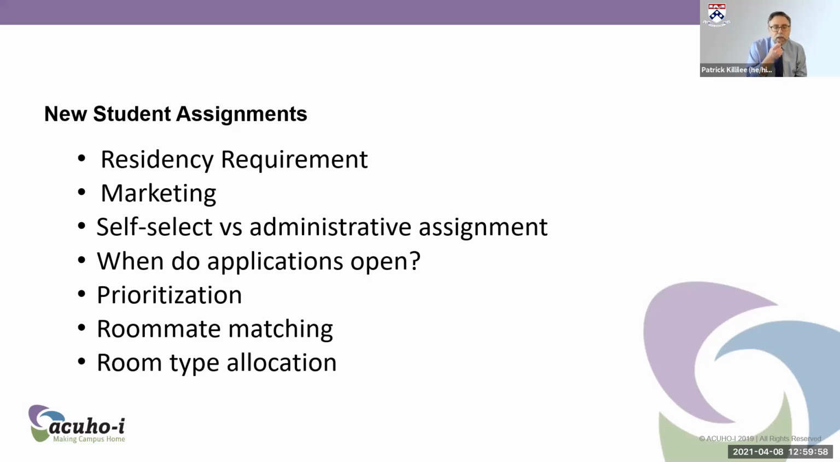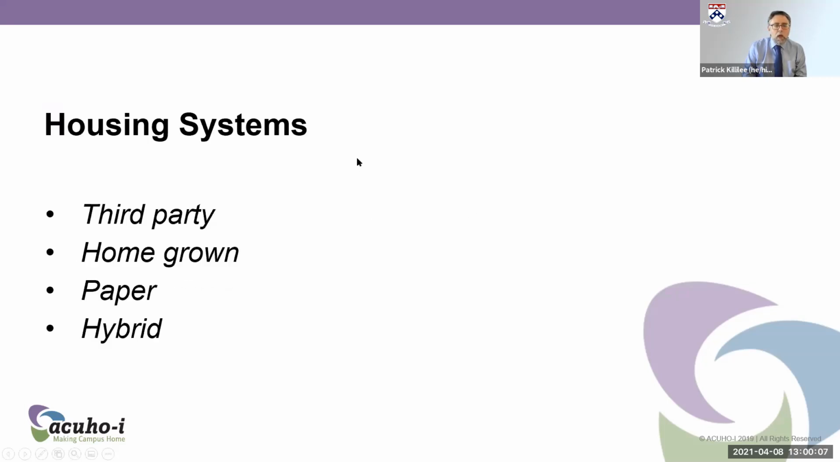And then room type allocation, which I mentioned before. What kind of spaces are first-year students allowed to live in? Let's see. Briefly, there are several different options for how you manage your housing system. Is it a third-party system, such as RMS or StarRez, or one of the others that's out there? Is it homegrown? Is it paper? Is it a hybrid, kind of a mix? Just having an understanding that these exist and they all can do something a little different.